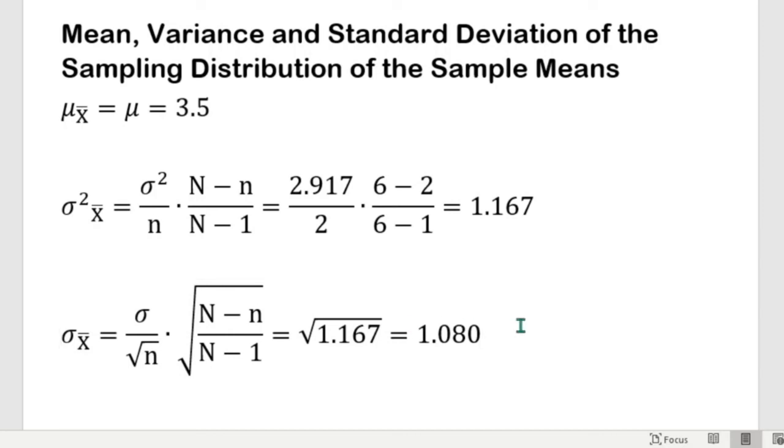Again, in calculating the mean, variance, and standard deviation of the sampling distribution of the sample means, we can use the population mean, variance, and standard deviation. Do not forget that the population mean is also the mean of the sampling distribution of the sample means.